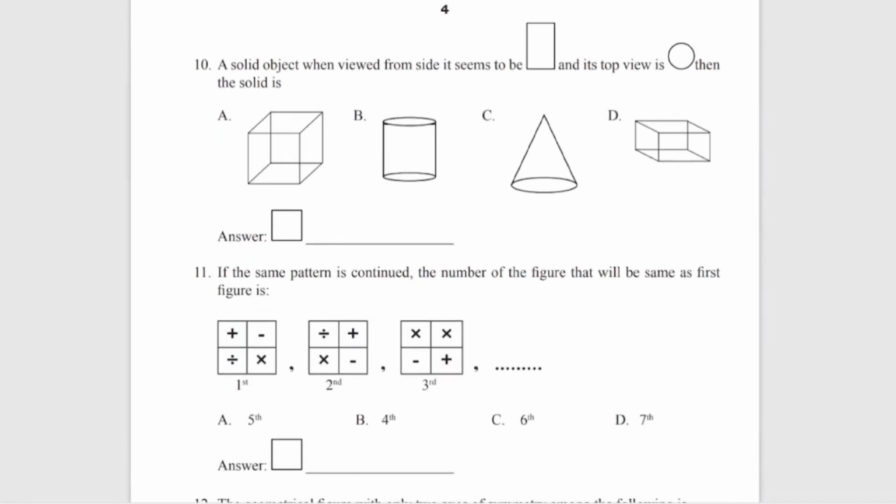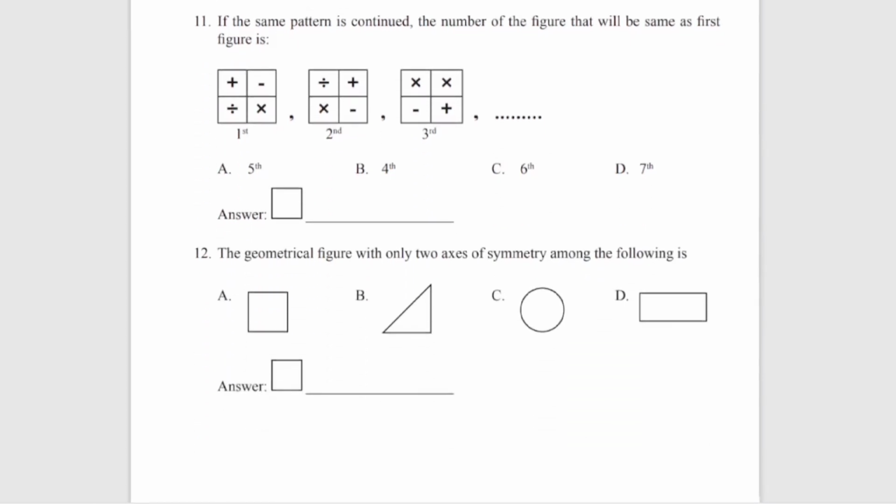The next question: a solid object when viewed from the side seems to be a rectangle, and its top view is a circle. Then the solid is. So from the given options, the option is B, cylinder, where the side view is a rectangle and the top view is a circle. Let's move to the next question.